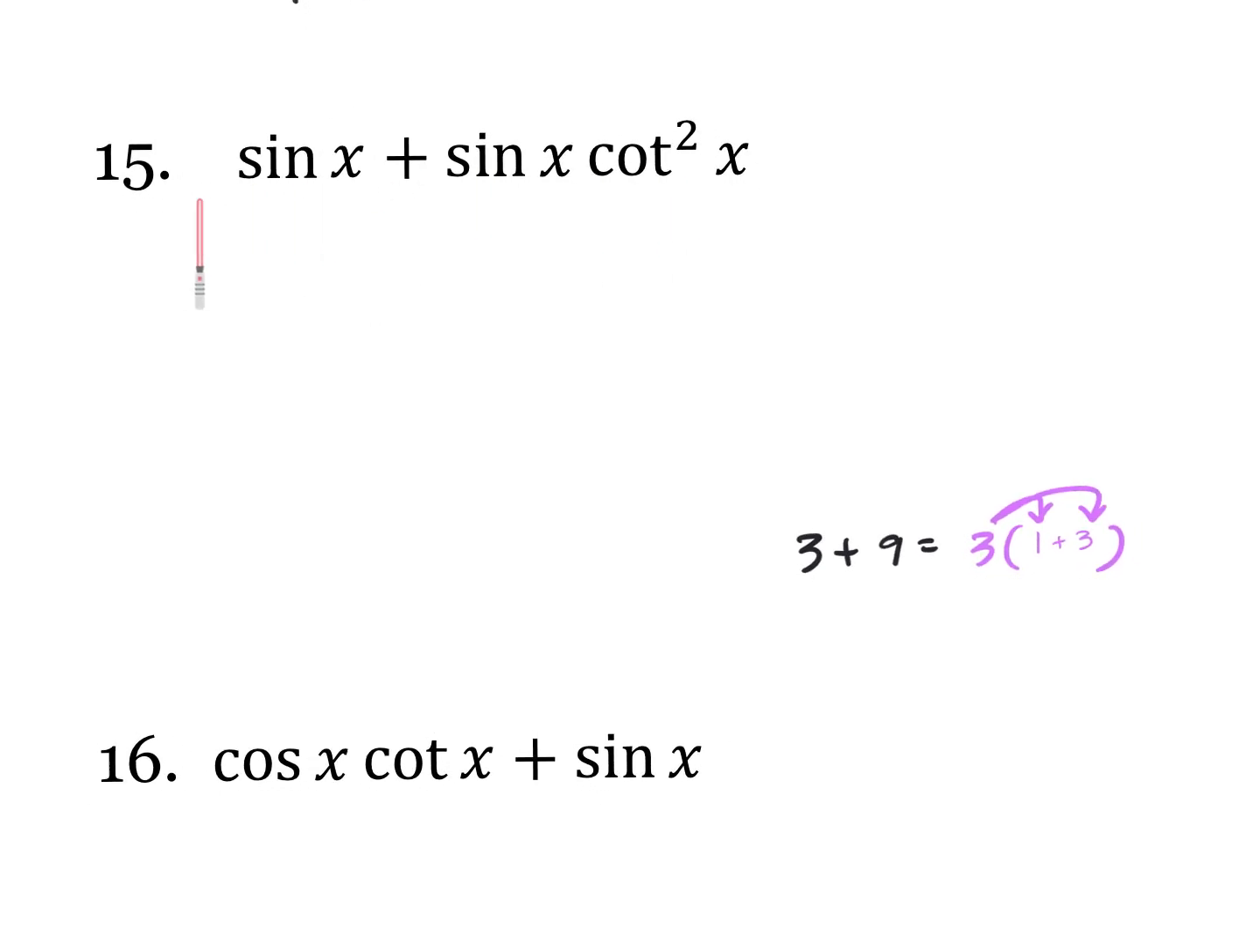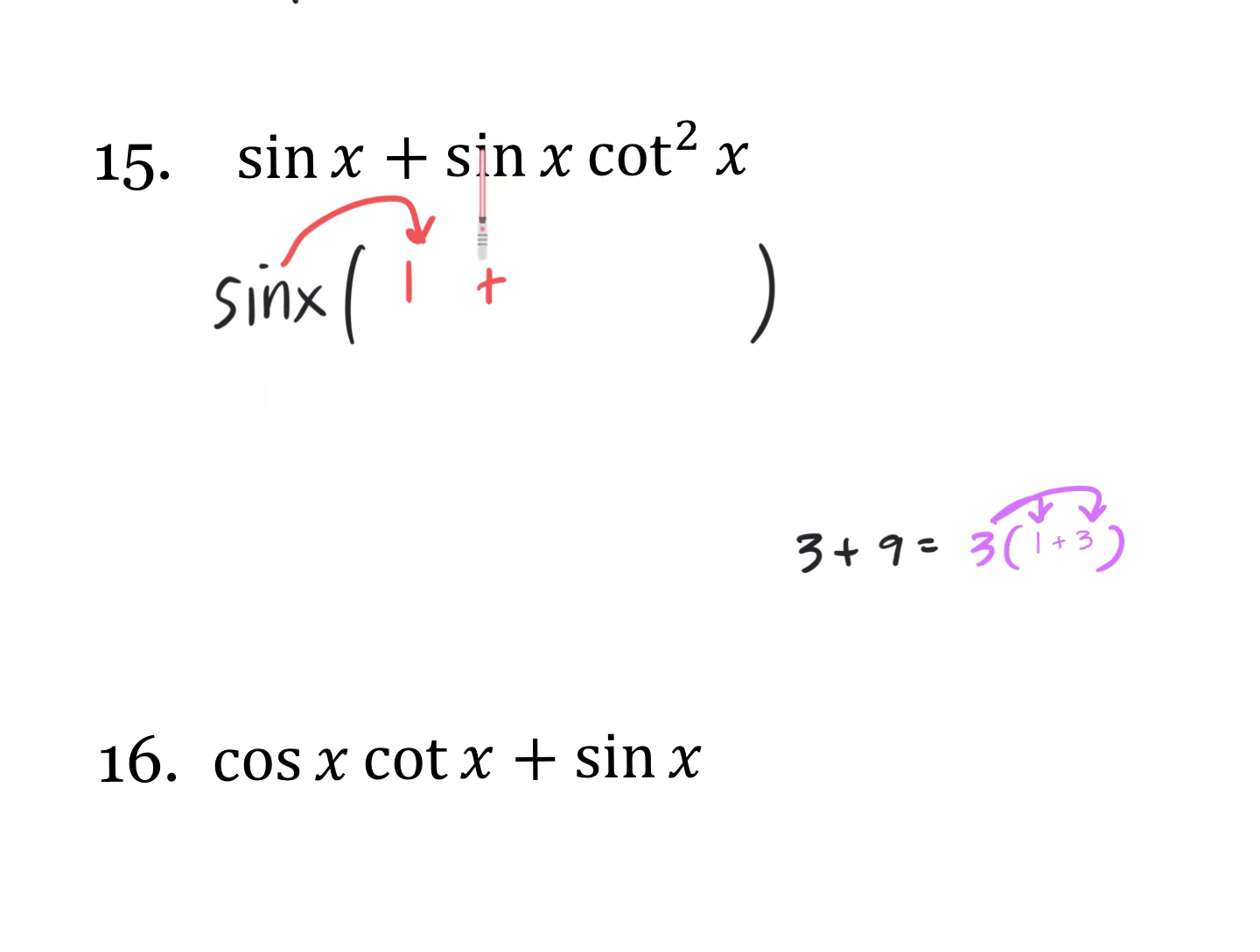Is there anything we could factor out here? We could factor out a sine. If I take out a sine, what's left? Meaning sine times what would get me that sine? Sine times what is going to get me this one? That's just going to be a 1. Meaning sine times 1, we got to get what we started with. Just like here, 3 times 1 got me that 3.